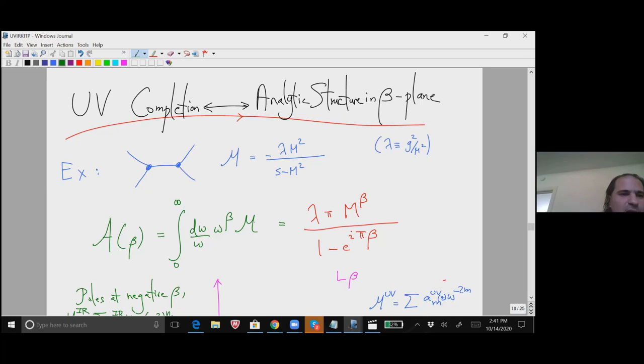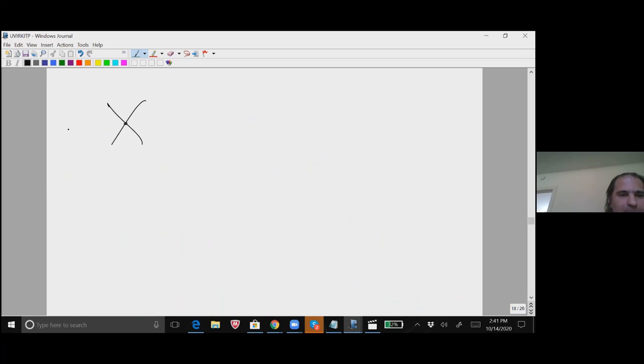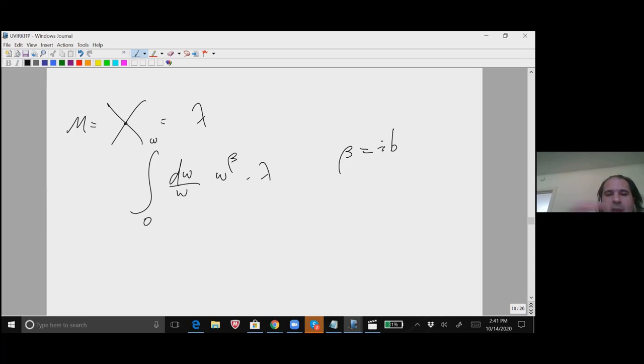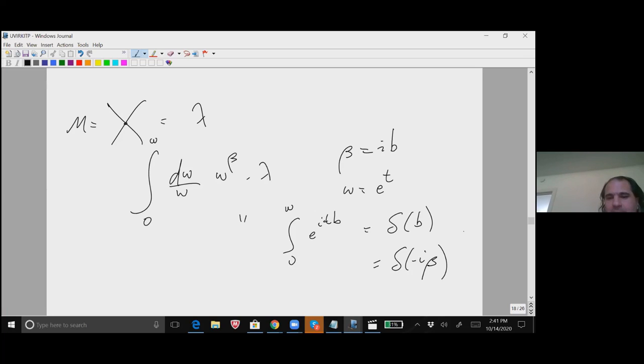So let me begin with the simplest example. Actually, maybe I'll do a little aside here. Maybe the very simplest example: what if the amplitude was just lambda? Let's say the amplitude was just a constant. Then if I do this, the integral d omega over omega, 0 to infinity, omega to the beta, just times lambda. Now, this barely maybe makes sense. If beta was equal to i b, and I put omega equals e to the t, then this would be the integral from 0 to infinity of e to the i t b, which would be delta of b, or delta of negative i beta. So this I can transform just barely. You see, I get something that's horribly non-analytic in the beta plane. It's got a delta function, delta of negative i beta, but it sort of barely makes sense. So just keep that in mind.